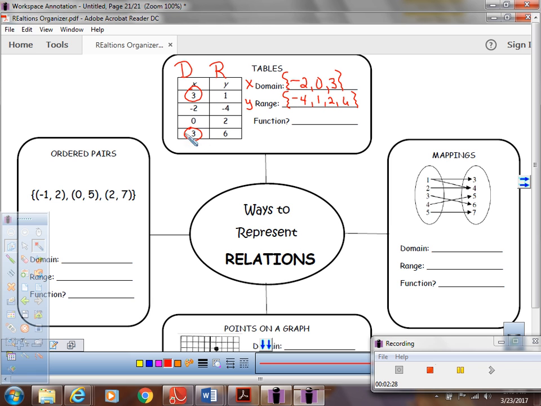So right here it has repeated X's. Juana said it cannot have repeated X's. Omar's saying this one has 2 3s, so it cannot be a function. So put no, but put Y. Put repeated X's.